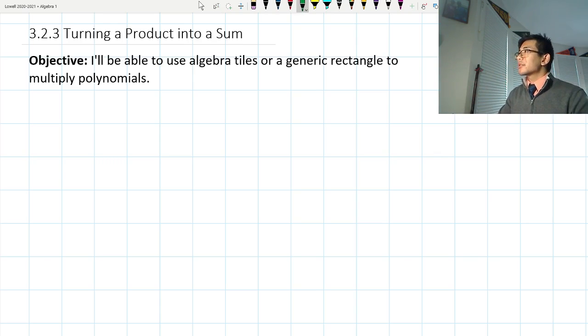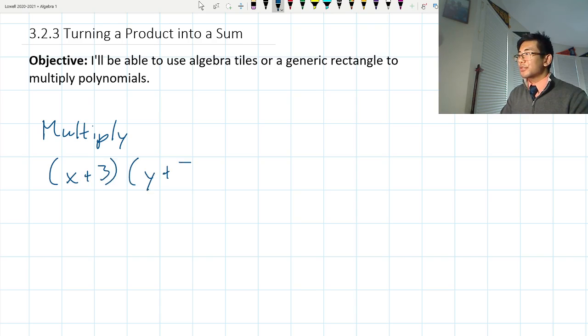So let's do this. Let's pretend we want to multiply x plus 3 by y plus 7. If we think back to what we were doing with the rectangle, that would mean that one side length would be x plus 3 and one side would be y plus 7. So I'm going to bust out my algebra tiles and show you how I would tackle this problem.